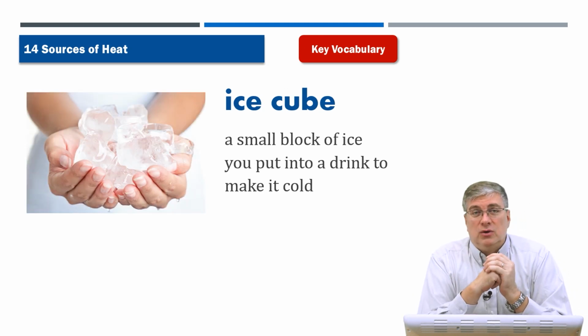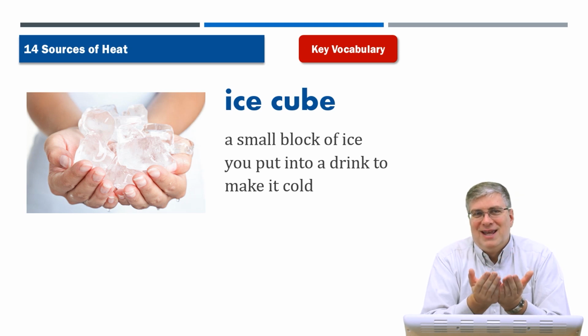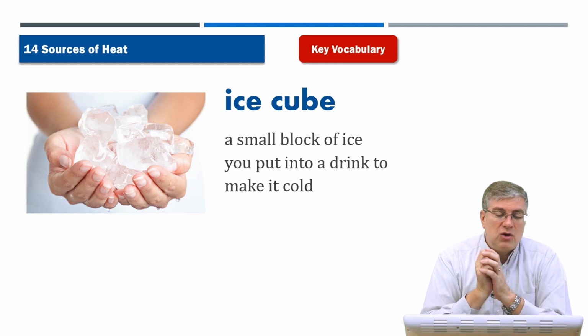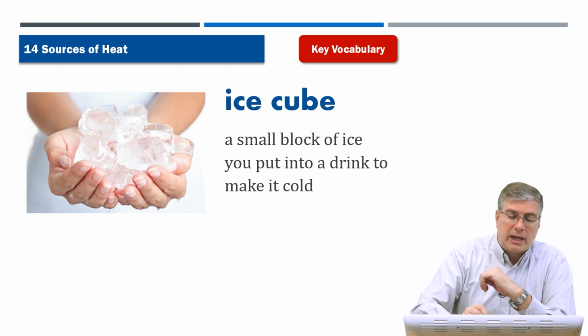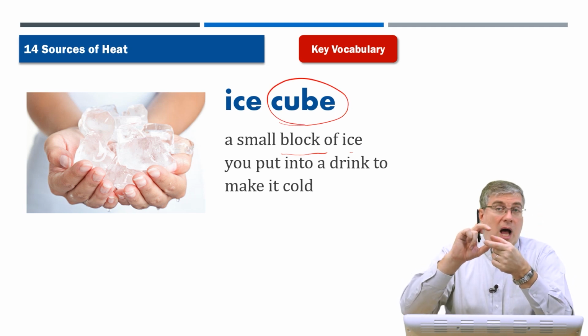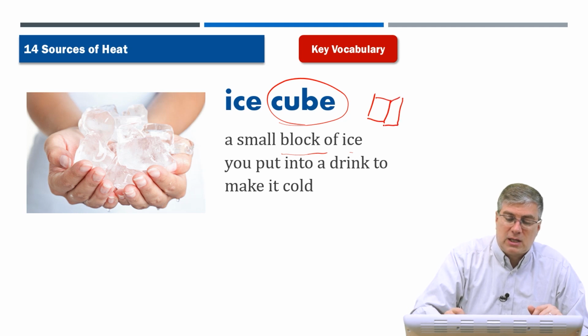Next, we have ice cube. This is like the opposite of rubbing your hands together, holding a bunch of ice in your hands. Now, an ice cube is a small block of ice. A cube is like a little box, right? I'm not a very good artist, but let me draw very quickly. This is a, oops, see, I'm not a very good artist.